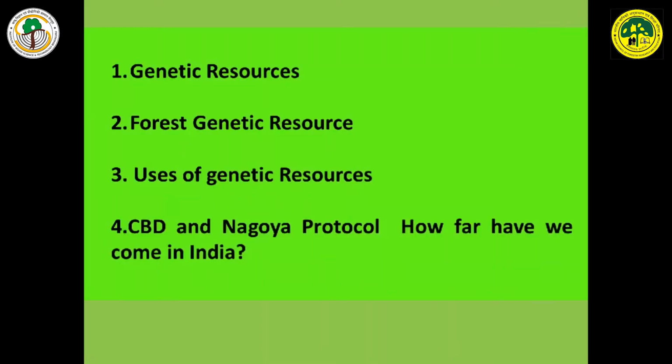So I have made it into 4 categories. One is genetic resources, which is very basic. Forest genetic resources, use of genetic resources, and the CBD and the Nagoya Protocol. How far have we come in India?